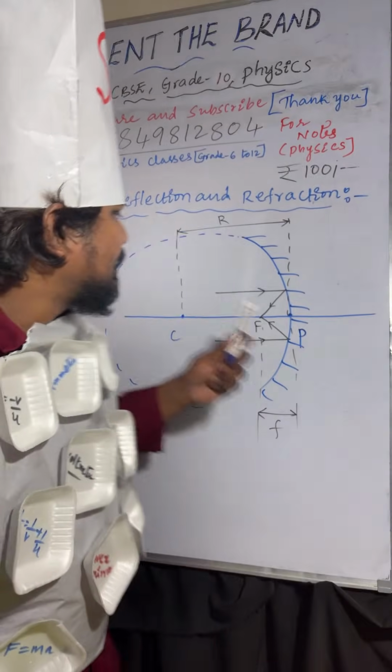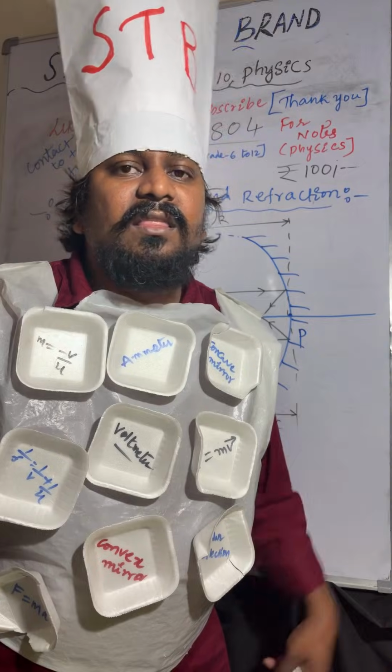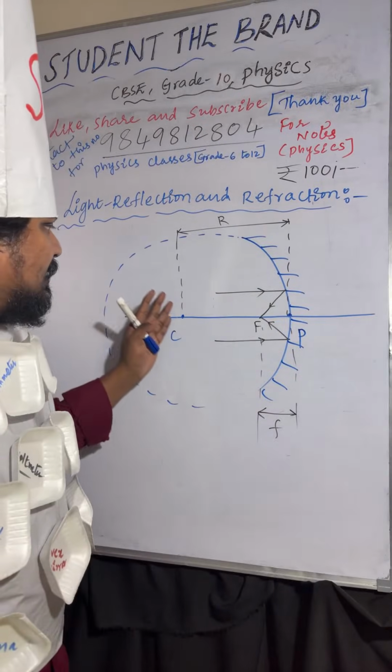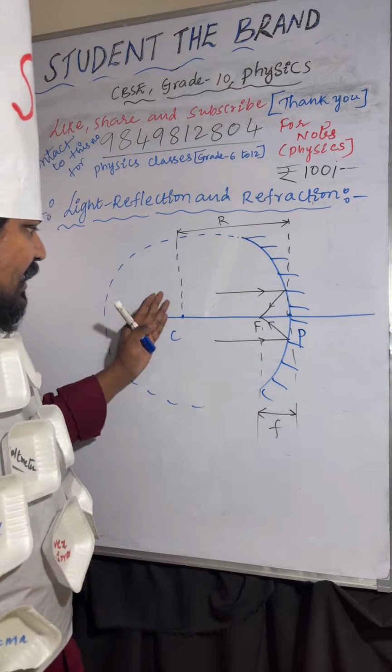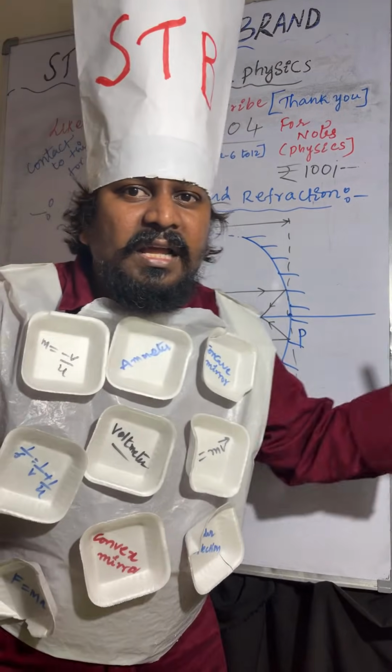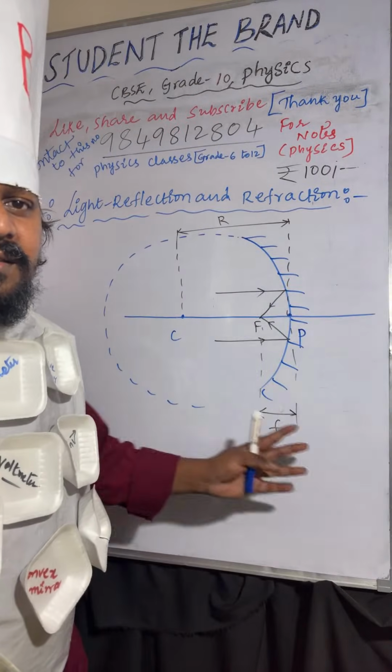The distance between the center of curvature and the pole is called the radius of curvature. So these are the points.